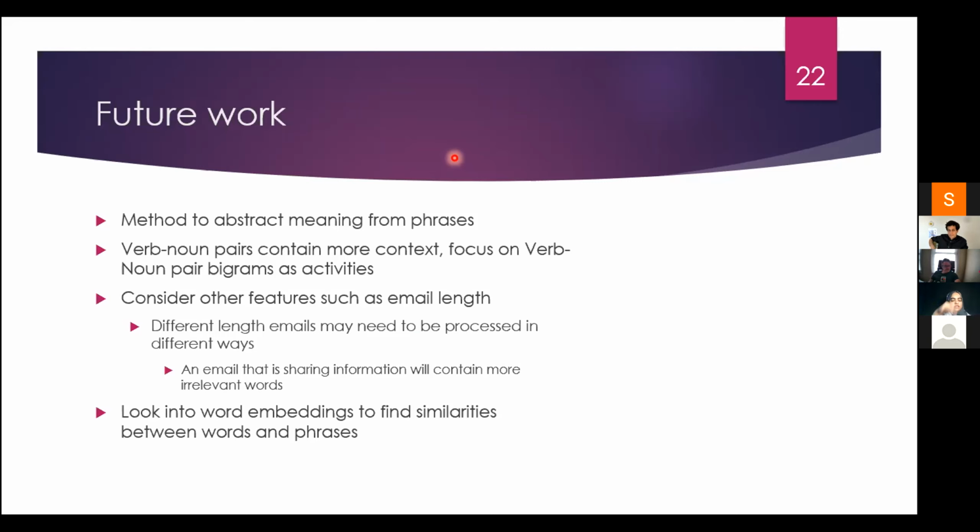So I'm trying to read more about what's been done in the literature to see how we can abstract these kinds of meanings from the words, so that we can look at the business process and the words from a higher level. Also, verbs don't contain a lot of context, so I'm going to focus more on the verb-noun pair bigrams in terms of activities. Another thing I will look into is processing emails with different lengths in different ways, because an FYI email doesn't need all that regex and punctuation removal, as an email that's mostly about sharing information, like an email agenda, would, or how to separate those two. So that's left to future work.